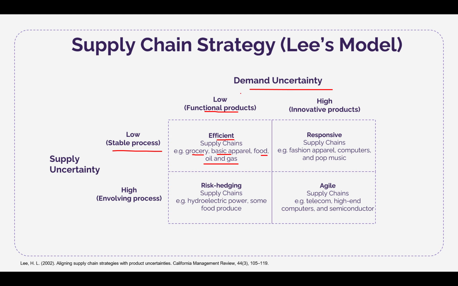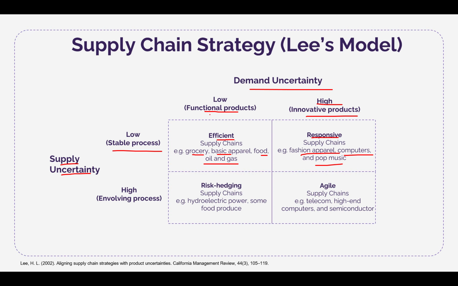So efficient. But if the demand has high uncertainty, usually typical innovative product, but the supply uncertainty is very low, stable process, we can use responsive supply chains, for example fashion, apparel, computer, and pop music.